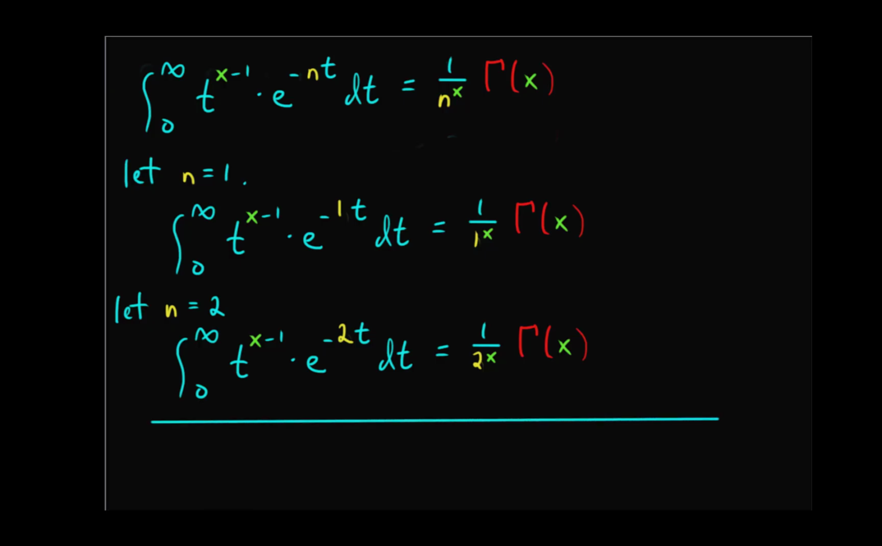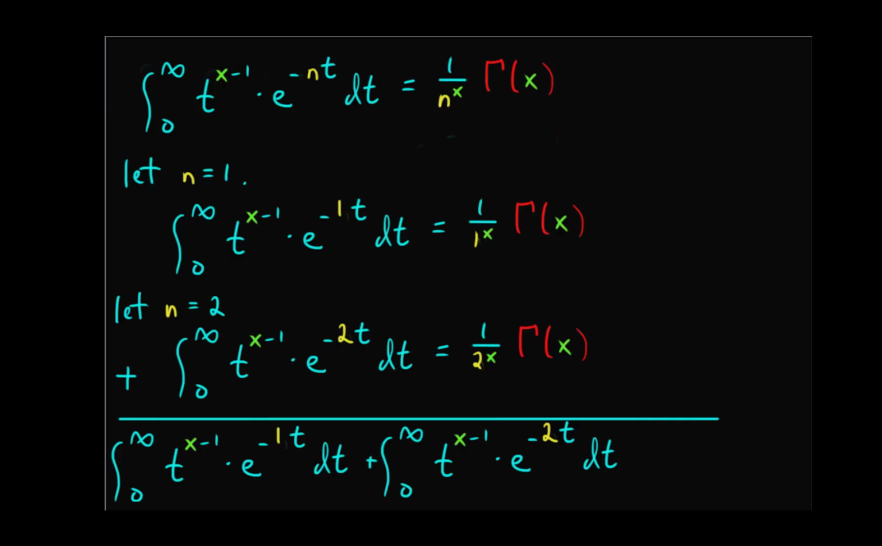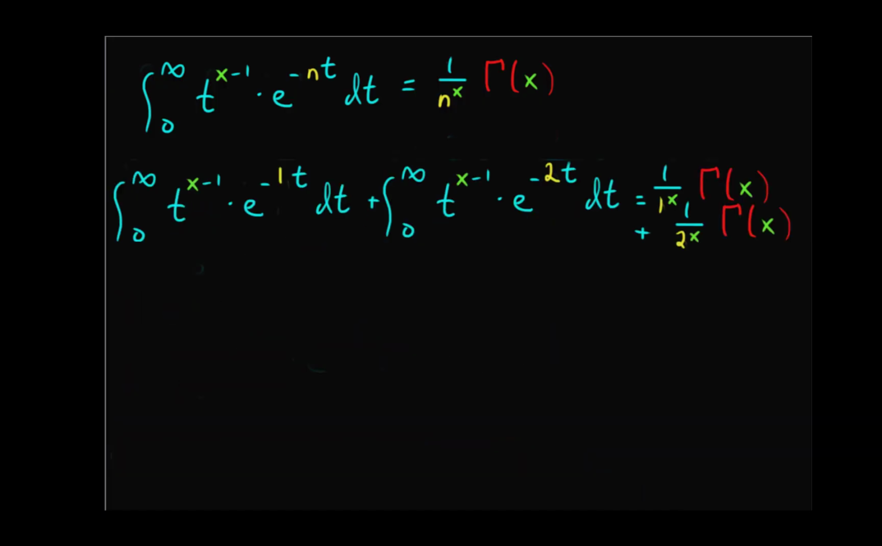Well, what happens if we sum these two equations? Then we have on the left-hand side that the sum of those two integrals equals 1 over 1 to the x times gamma of x plus 1 over 2 to the x times gamma of x. Okay, great. So I'll move that expression to the top of the screen here, and I'll also put a box around this identity that we're using, that the integral from 0 to infinity of t to the x minus 1 times e to the negative nt dt equals 1 over n to the x gamma of x.